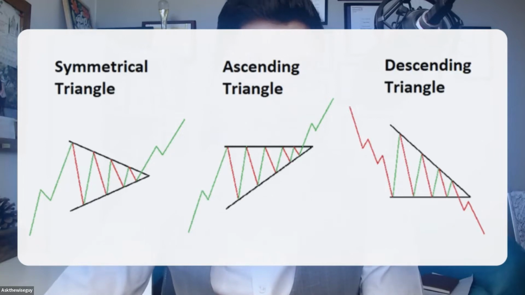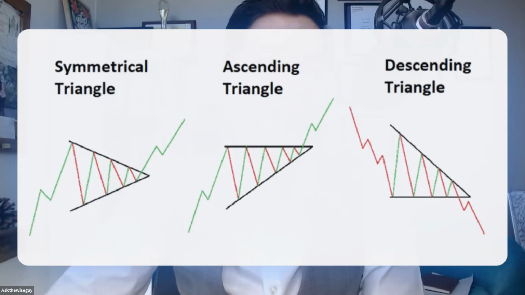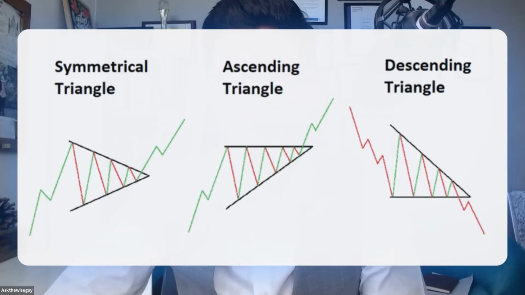It could be a symmetrical triangle. It could be an ascending triangle, where the top price remains the same but the bottom price keeps going up. It could be a descending triangle. So when it is a symmetrical or ascending triangle, the first two, the trend will likely break out at the top, and when it's a descending triangle, the trend will likely go to the bottom.